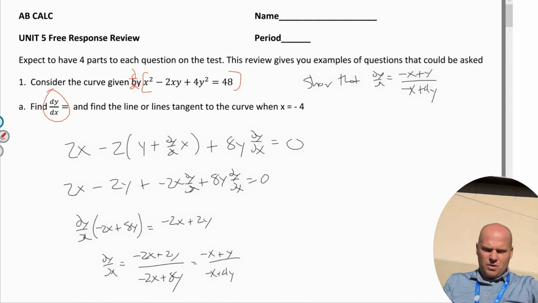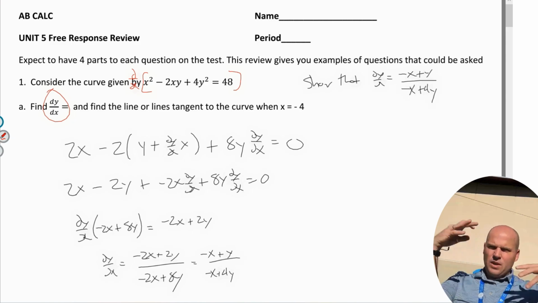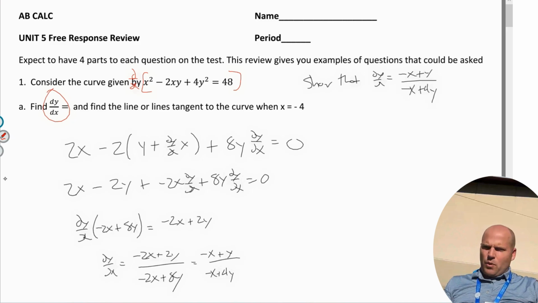Now, here's the key, though. It's when x is negative 4. Well, when x is negative 4, we can only plug in that for x. We need to figure out the y. Very, very important to remember with implicit derivatives to take the negative 4 and plug it back into the original.